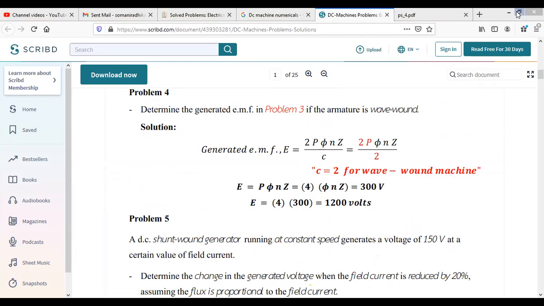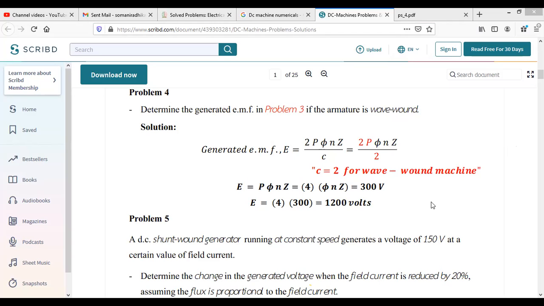So what we are saying here? Here, when we are taking generated EMF for wave wound DC machine, at that time we are supposed to consider C. This is nothing but A, we are taking the cross sectional area. That is nothing but for wave wound, that will be 2. And if there is lap wound, you can take C equal to 2P.